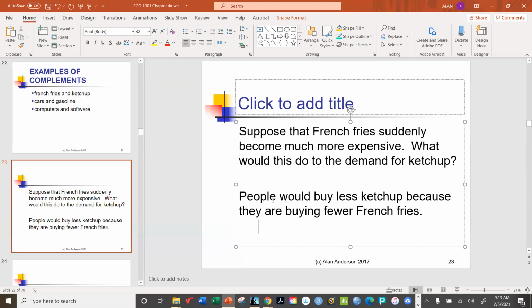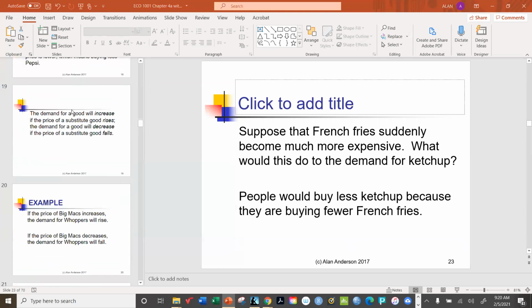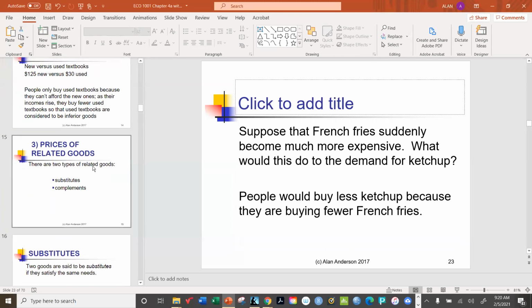And that's the reason for it. So the demand for ketchup is being affected by the price of French fries because the ketchup, as far as people are concerned, belongs on the fries. Exactly. So that's how you know that fries and ketchup are considered to be complements, because when the price of the fries goes up, the demand for the ketchup goes down. So there we go. We've got two ways in which the prices of what we called related goods have an influence on the demand for other products.